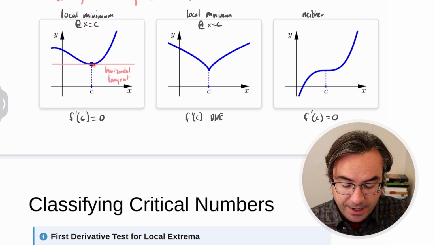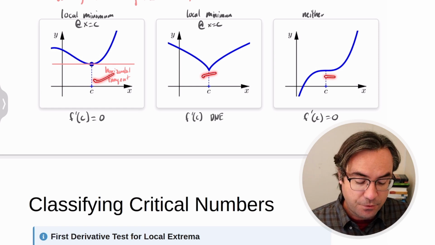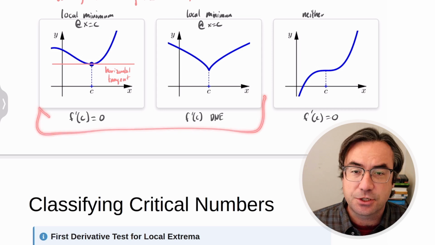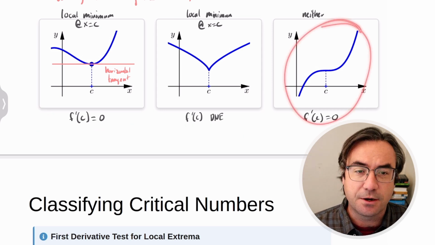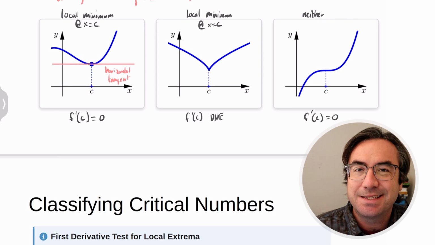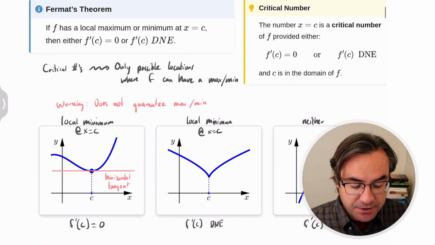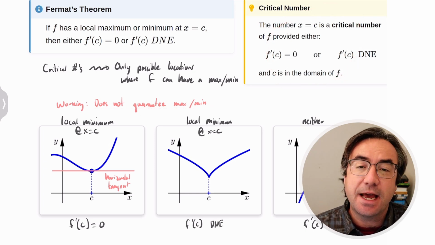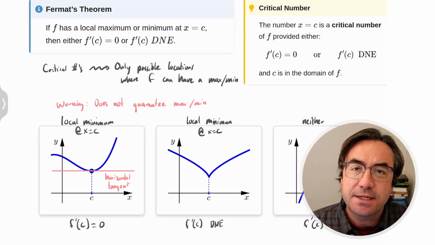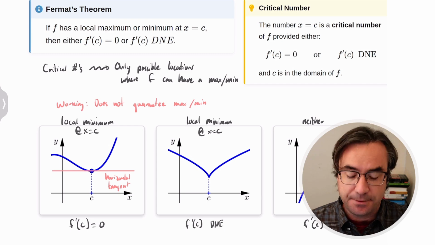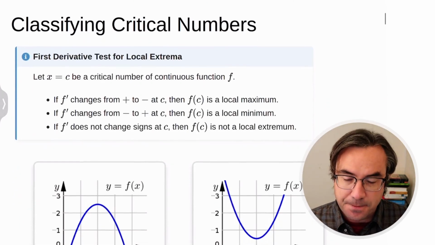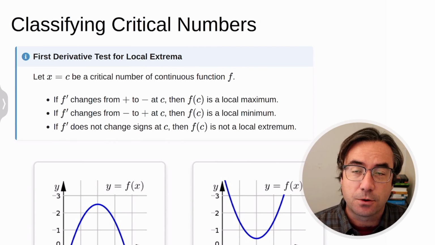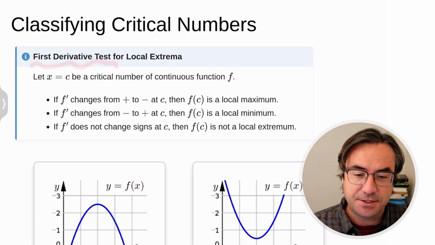So all three of these graphs have critical numbers at x equals c, but only the first two actually give us a minimum. The last one is a critical number, but it's not a max or a min. So when we find these critical numbers, we're not necessarily guaranteed to have a max or a min, so we need some way to actually test to see what's going on. And we're going to learn two tests, but the first one we're going to look at is the first derivative test.